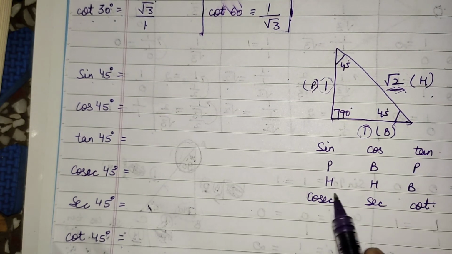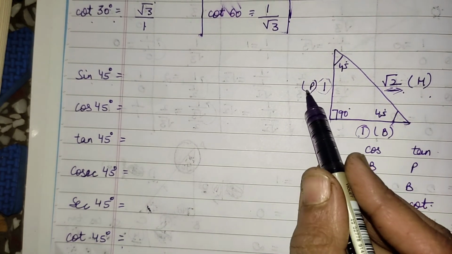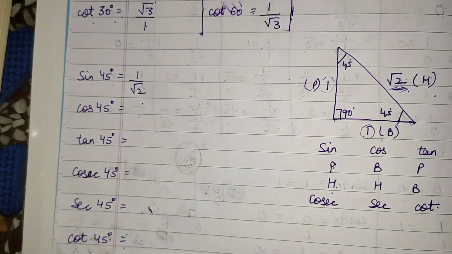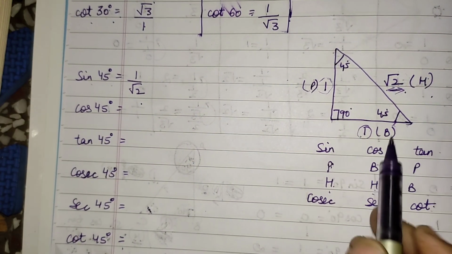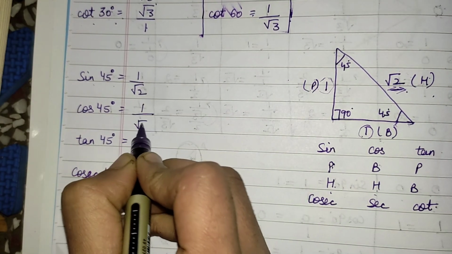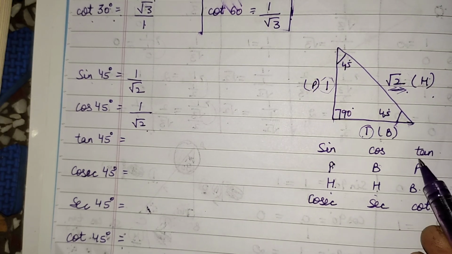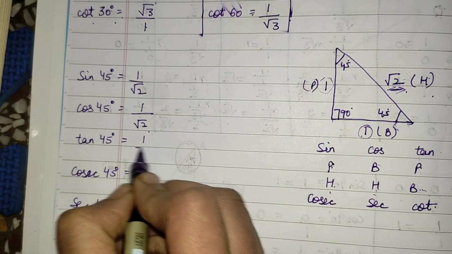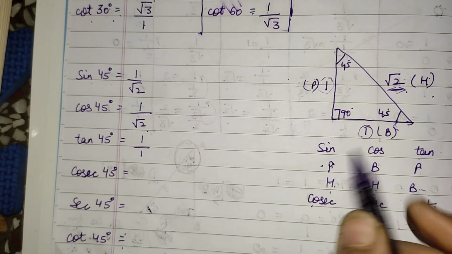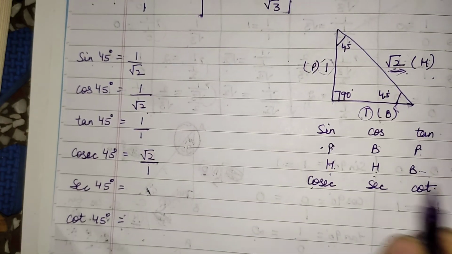So sine 45 will be perpendicular by hypotenuse. So perpendicular is 1 divided by hypotenuse is root 2. Cos 45 is base by hypotenuse. Base is 1 and hypotenuse is root 2. Tan 45 is perpendicular by base, which is 1 by 1. Cosec is hypotenuse by perpendicular. Hypotenuse is root 2 divided by 1.